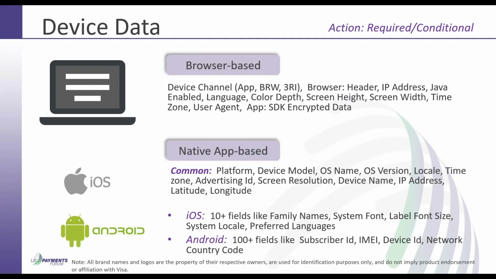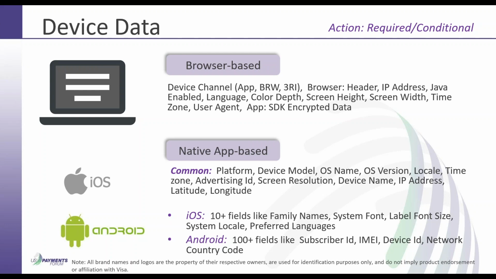The last bucket is around device data. So I mentioned previously that based on the channel there could be more device information or not. So if we're looking at a browser-based transaction, so desktop, tablet, phone, this is the browser information that is currently required to make a browser-based transaction. In addition, the protocol allows for issuers to run their own device data collection during browser-based transactions. And that's just a requirement of the browser-based.